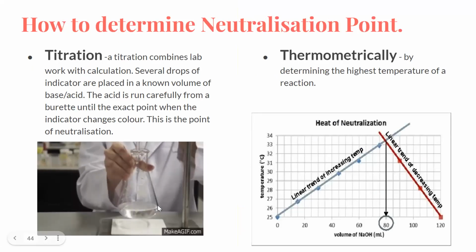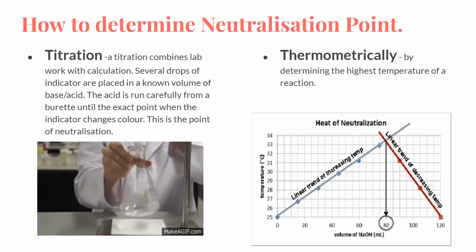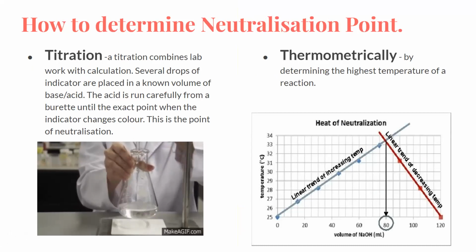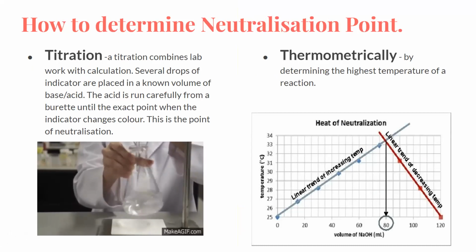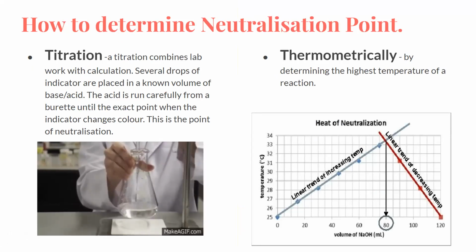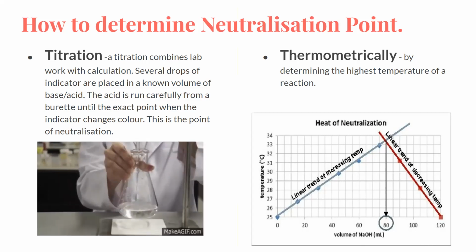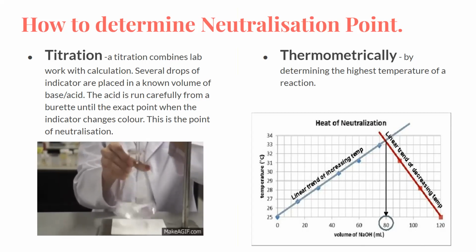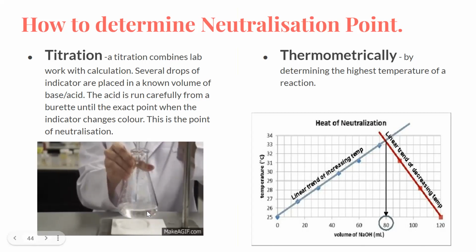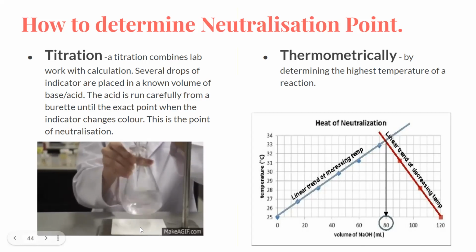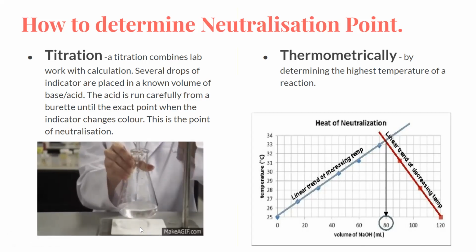So what is a titration? A titration combines lab work with calculation. So several drops of indicator are placed in a known volume of acid, and the acid is run carefully from a burette until the exact point when the indicator changes color. This point is called neutralization. So you all could see here that the person is swirling and getting a faint pink color. And right before that pink color totally takes over the solution, that is the neutralization point.